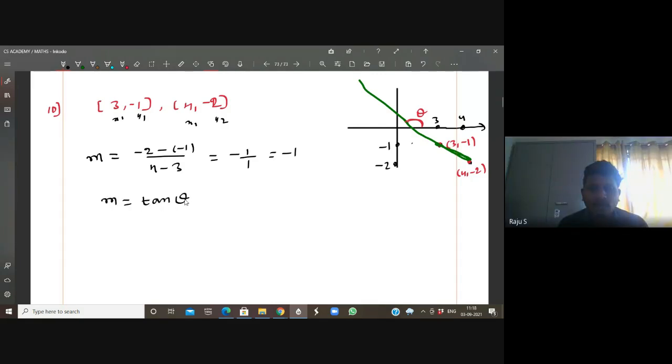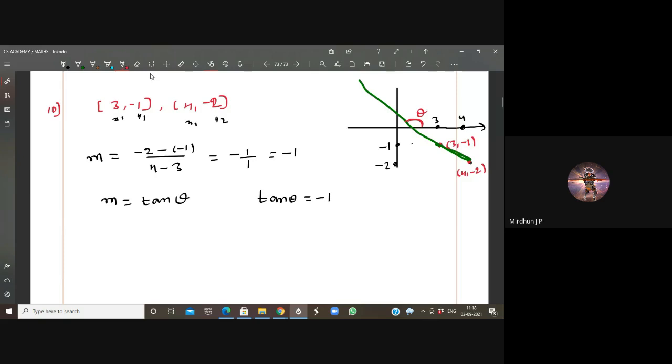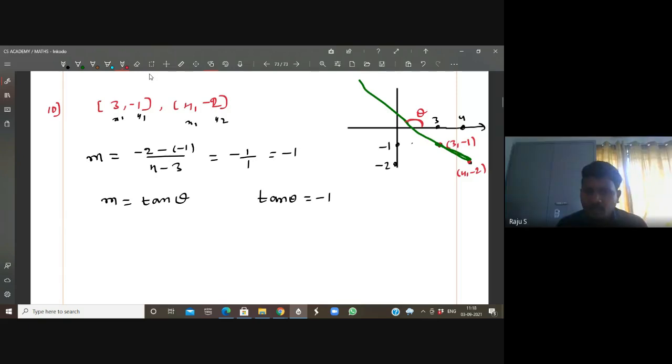We know m is equal to tan theta, and the m value is minus 1, so tan theta is minus 1. In which quadrant is tan theta negative? Second and fourth. Whatever line you take, theta lies between 0 and 180. It does not exceed 180. Got it?